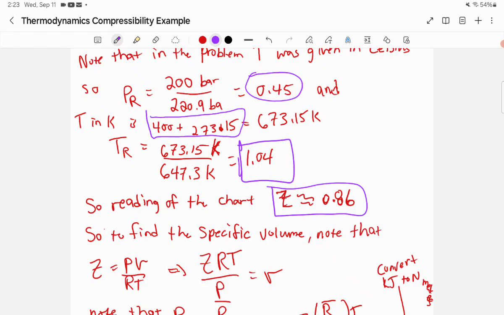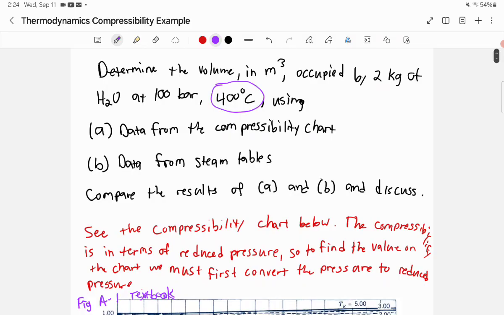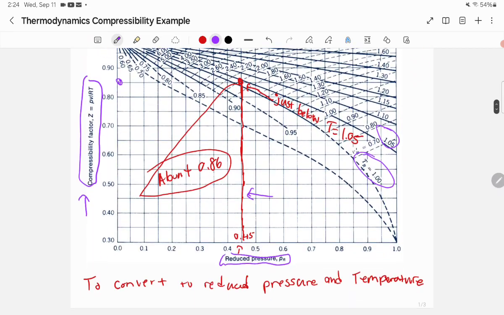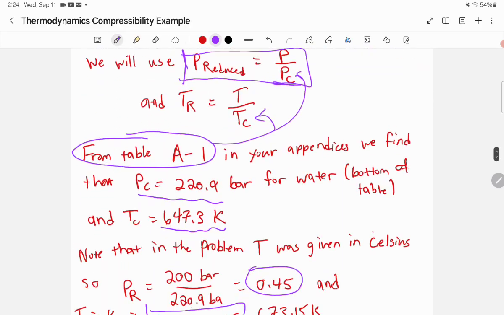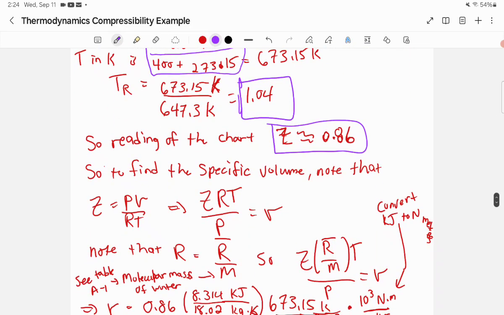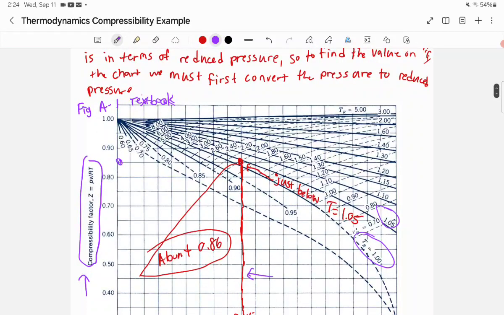Okay, so the question asked not for the compressibility factor, of course, but for the volume in cubic meters. So we need to go from the compressibility factor to the volume, which we can do because we know the compressibility factor is equal to P times v, but that is a little lowercase v. That's the specific volume, not the volume. So we'll have to keep that in mind.